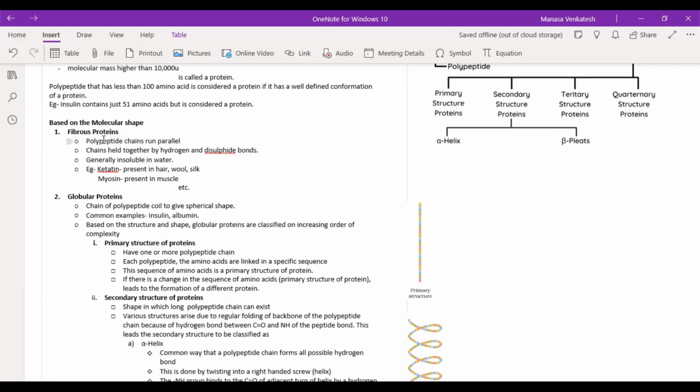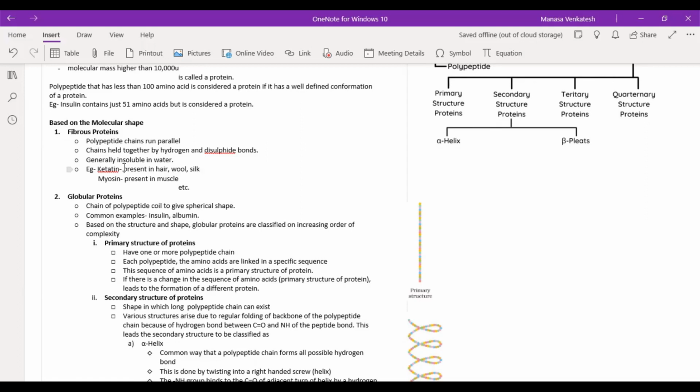Fibrous proteins have polypeptide chains that run parallel, and these chains are held together by hydrogen and disulfide bonds, and they're insoluble in water. Examples are myosin, which is present in muscles. I'm sure biology people would know what myosin is.